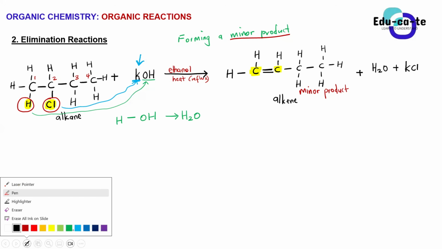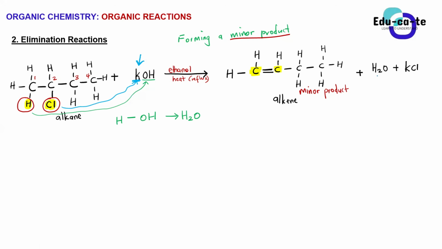So this H2O and potassium chloride, we say that these are byproducts. These are known as byproducts. These are just side products that are formed during the process. But here, this is our minor product. Because we wanted to form a minor product, we did not follow Zaitsev rule. So here, we didn't follow Zaitsev rule. Do you guys get this? Yes. Okay. So here, we did not follow Zaitsev rule. That is why we formed a minor product.